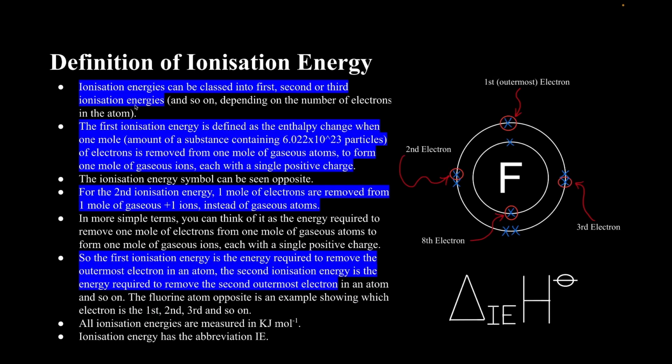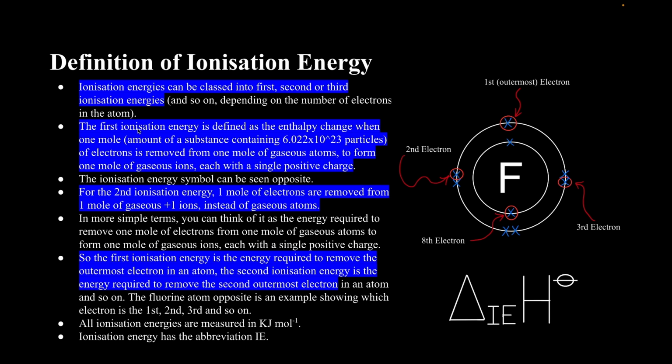Now let's look at the definition of ionization energy. So ionization energies can be classed into first, second, or third ionization energies, and so on, depending on the number of electrons in the atom. So if we had, as in the case of this fluorine atom, 1, 2, 3, 4, 5, 6, 7, 8, 9 electrons, there will be 9 ionization energies.